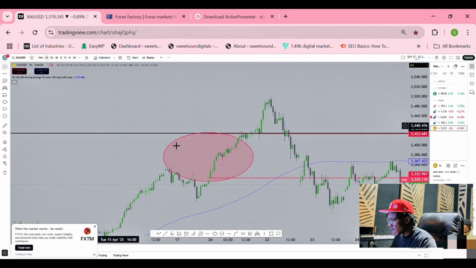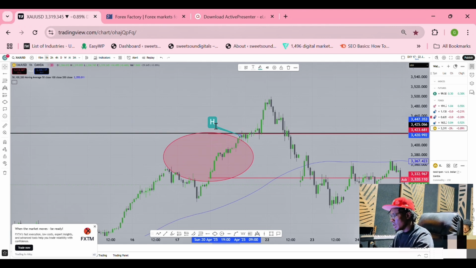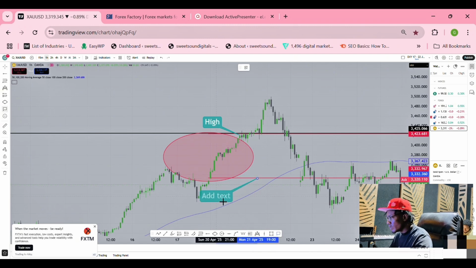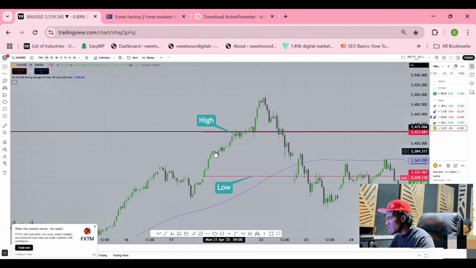Now this is the high and this is the low of the candle. Let me write it out. This is the high, and this is the low of the candle. I'm taking this out now.